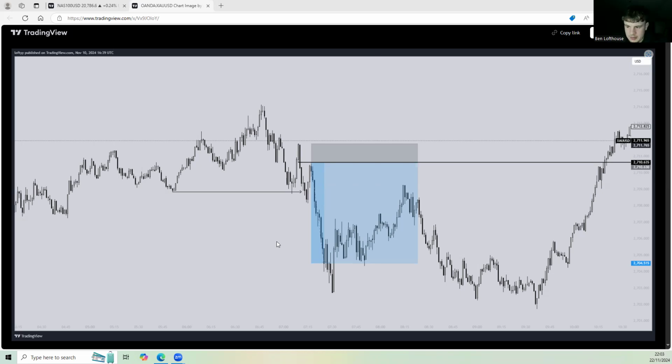So imbalance entries, chandelier exit. When you have a banker's candle or small TP, small stop loss entries, take it straight from it.